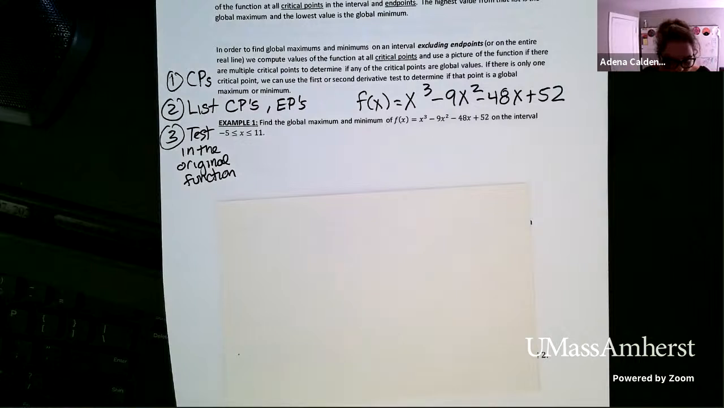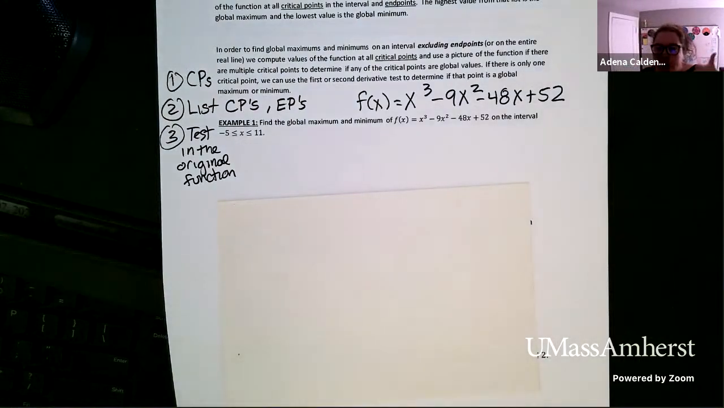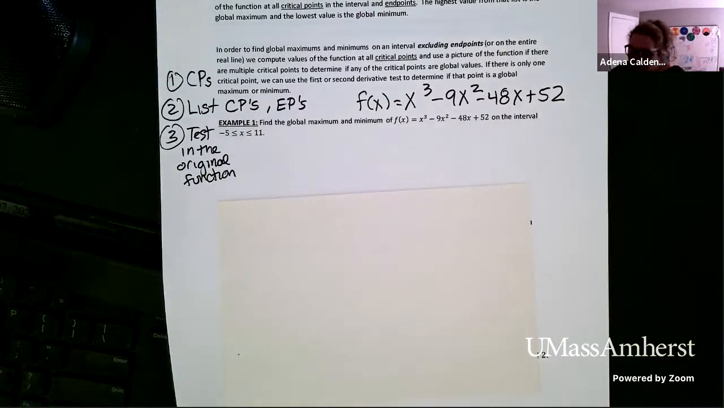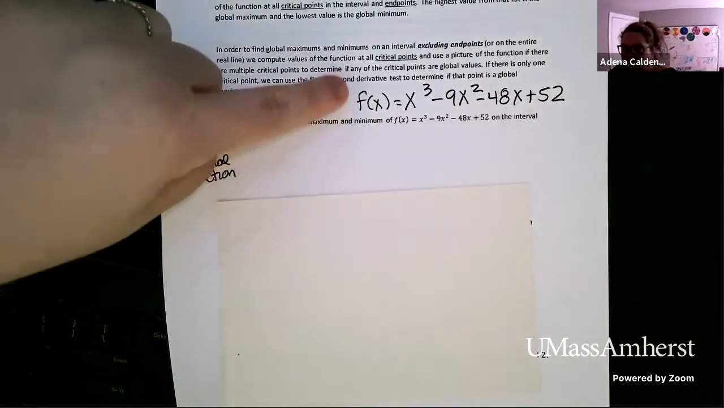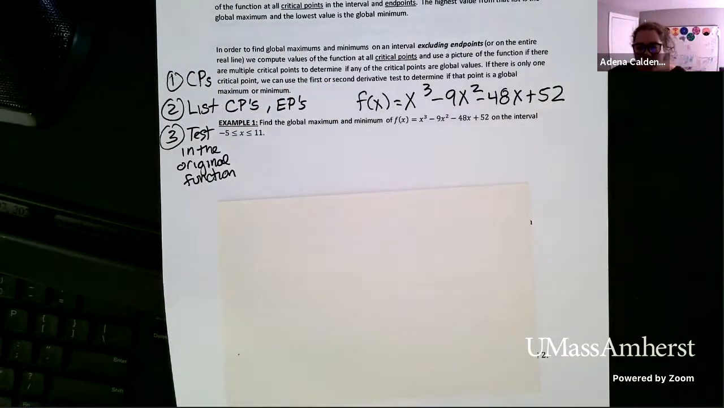Okay, let's try this out. I'm going to give you 2 to 3 minutes. Step one, find the critical points: find the first derivative, find when it equals 0. Step two, make a list of critical points and end points to be tested. Step three, plug those values back into the original and determine which one is the highest y value and which one is the lowest y value. Okay, try it out and then we'll go through it together.